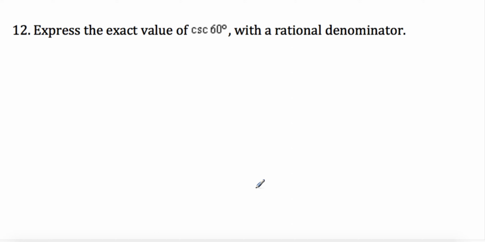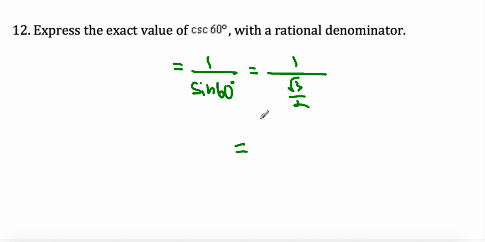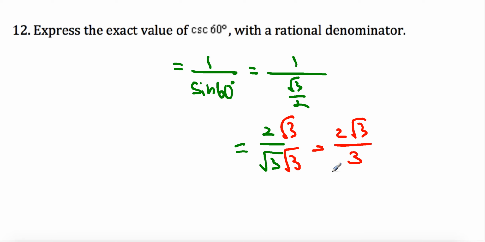Number 12. Exact value of this one. That's equal to 1 over sine of 60 degrees. But what's sine of 60? That's radical 3 over 2. So 1 over radical 3 over 2 is the same thing as 2 over square root of 3. Then how do you rationalize the denominator? You're going to multiply top and bottom by radical 3. Then we get 2 radical 3 over 3. That becomes our final answer.